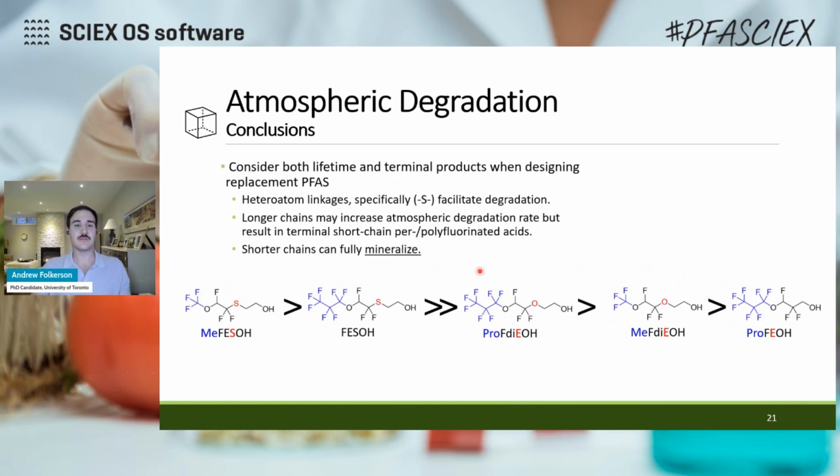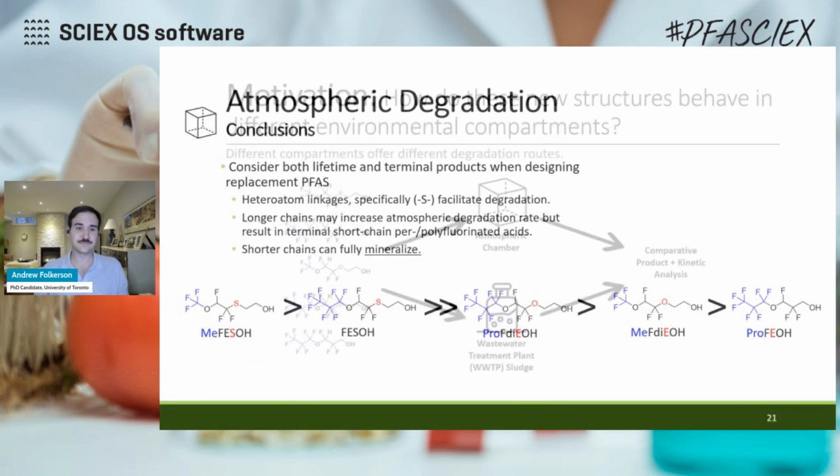And so summing up the atmosphere in itself, we got yes, thioethers, these S's, they react fast. Used and whatnot, because it does have the capability to fully mineralize.